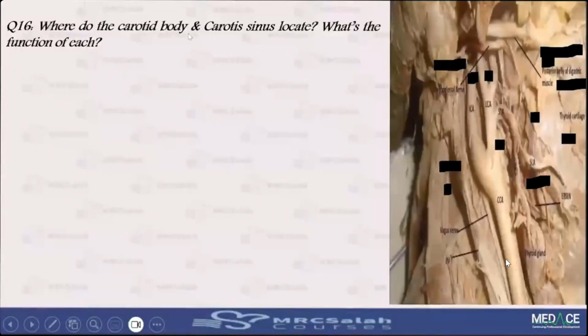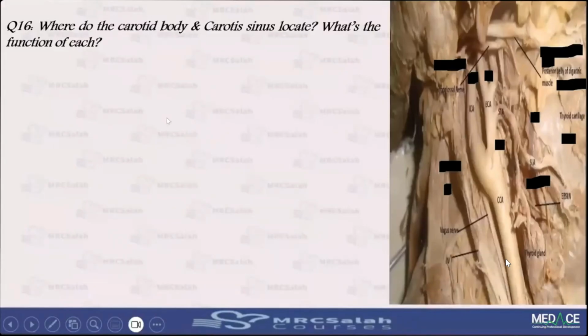Where do the carotid body and carotid sinus locate? Carotid body is located in the posterior surface of the bifurcation of the common carotid artery. Carotid sinus is located immediately superior to the bifurcation of the internal carotid artery. Yes, so here the area of the bulge is the carotid body and the carotid sinus here at the bifurcation.